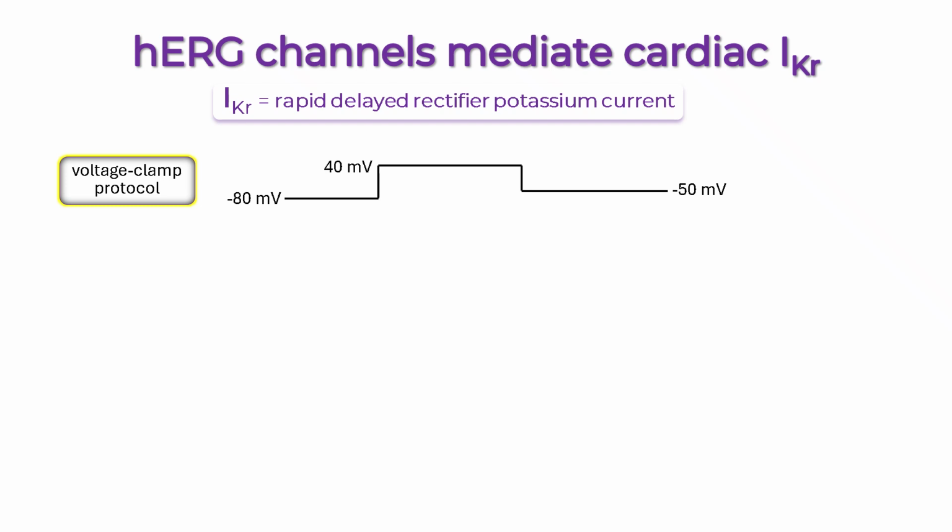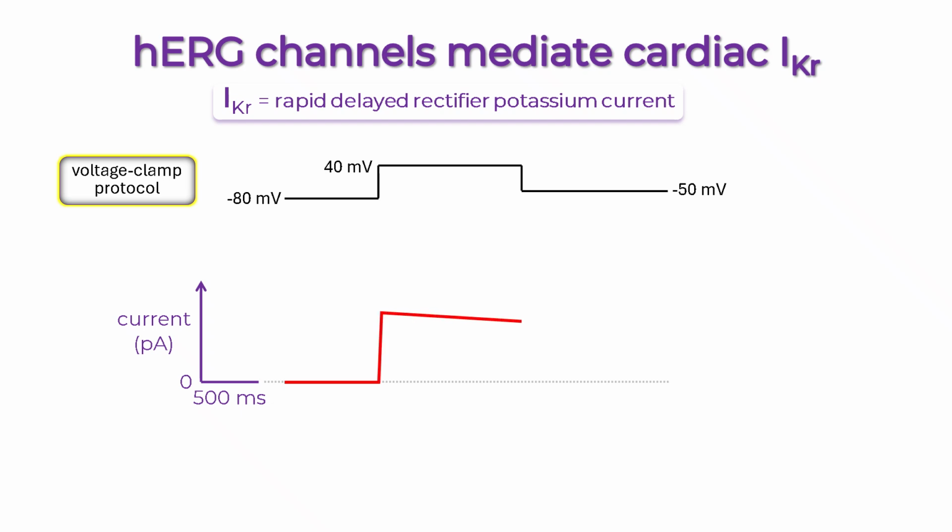At minus 80 millivolts, there is no current since hERG channels are closed. Depolarization to plus 40 millivolts induces a rapidly activating current as hERG channels open, which persists until the cell is repolarized. When the membrane is stepped back to minus 50 millivolts, there is an initial large increase in current, and that is what makes hERG channels unique.